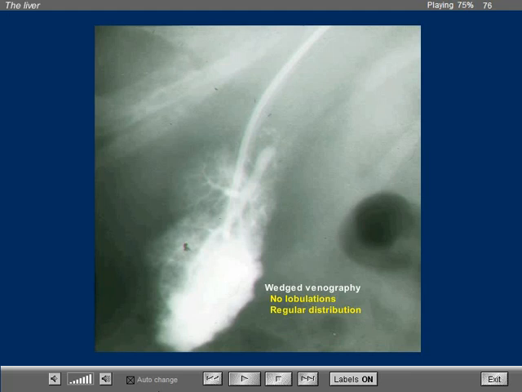Note that the outline of this venogram shows no lobulation, and that there is a uniform infiltration of the segment where the hepatic vein was injected. This means that the liver is normal at this site. As later we will see, whenever there is cirrhosis, we can expect an irregular distribution of the contrast and several filling defects.